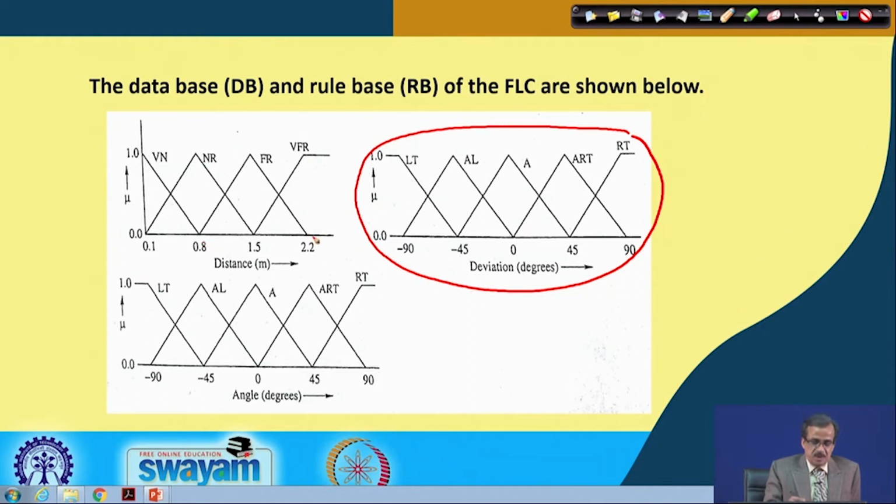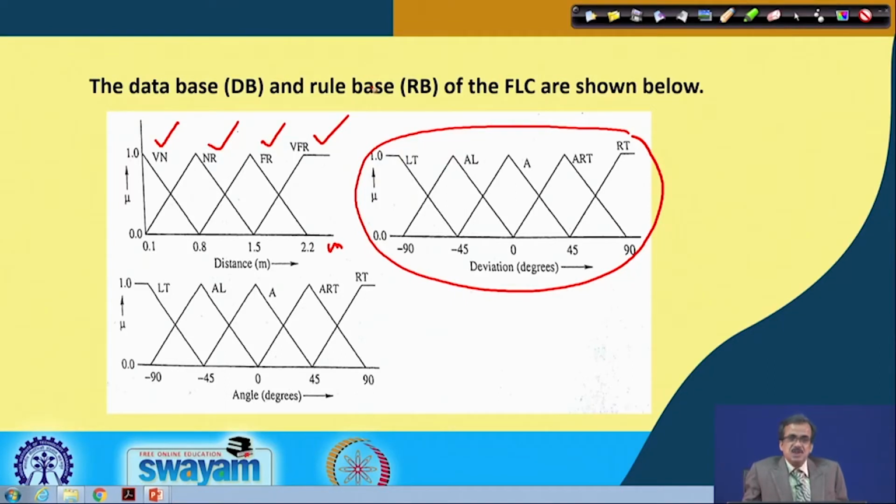Now, if you concentrate on the database, or the membership function distribution for the distance, the range for the distance has been considered as 0.1 to 2.2 meter, and the whole range is represented using 4 linguistic terms. For example, we have very near, then near, far and very far, and for simplicity the membership function distribution has been considered to be triangular.